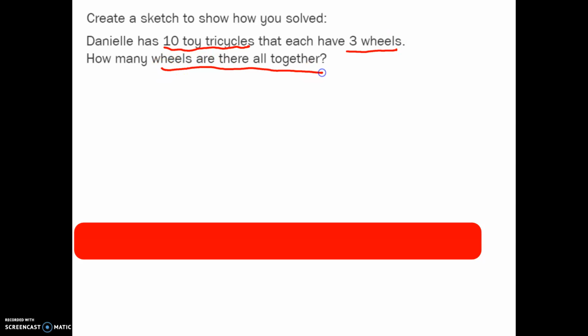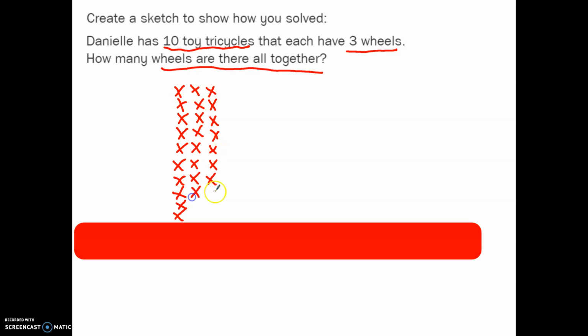are there altogether. Well, 10 tricycles, 1, 2, 3, 4, 5, 6, 7, 8, 9, 10. They each have 3 wheels, because that's what a tricycle has. So I'm giving each of them 3 wheels in my array. That's what this represents. So each row is a tricycle with the 3 wheels.